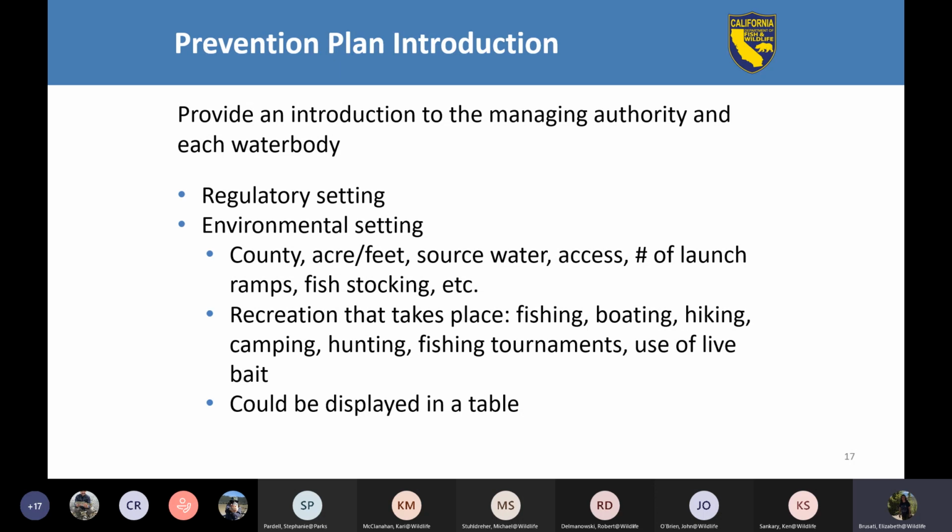Then you also want to describe all the different types of recreation that takes place around your reservoir, anything that can touch the water. So fishing, boating, maybe hiking, camping, hunting. Do you have fishing tournaments? What about the use of live bait? And this type of information, you can either write it in paragraph form or you can display it in a table if that's easier for you to summarize.